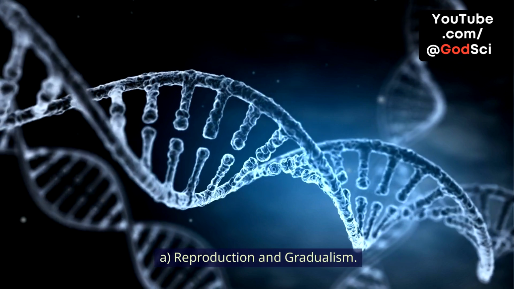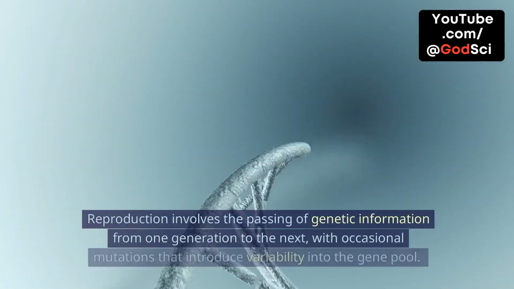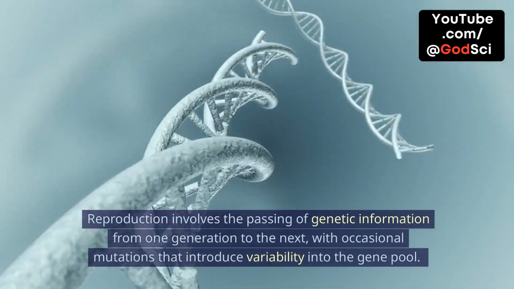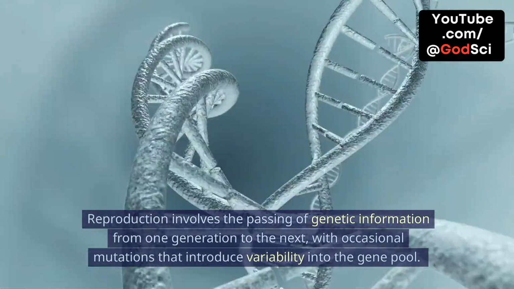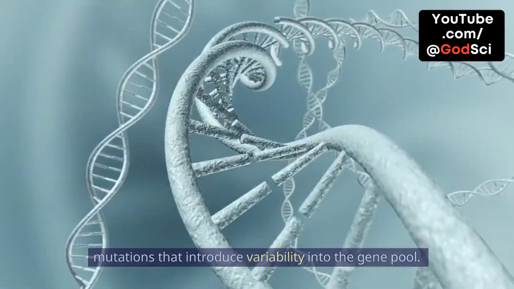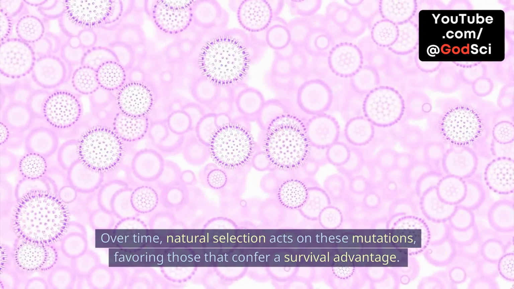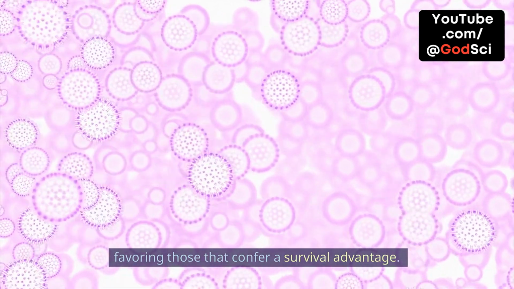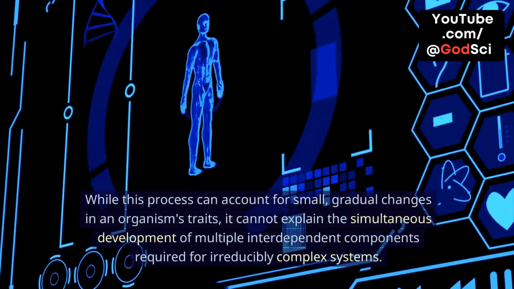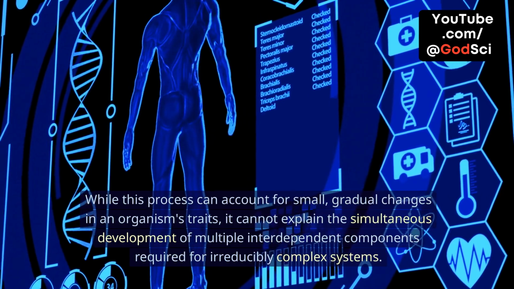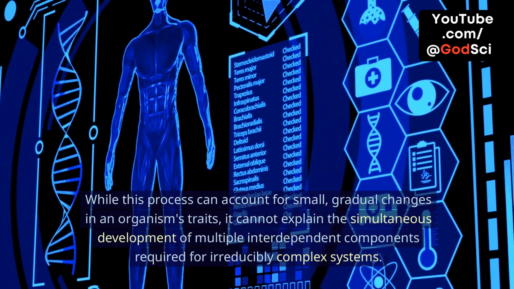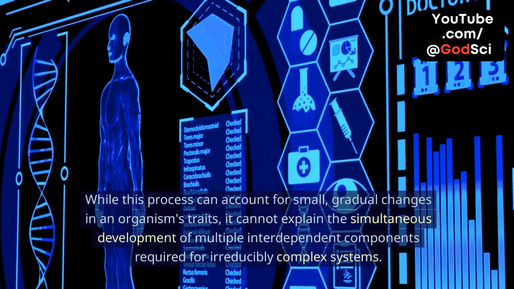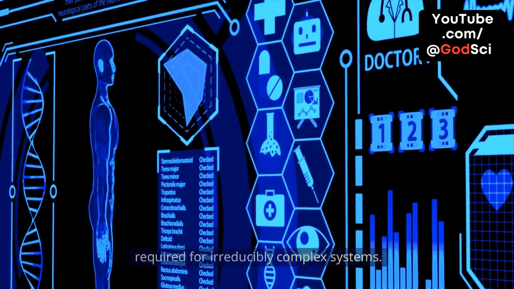A. Reproduction and gradualism. Reproduction involves the passing of genetic information from one generation to the next, with occasional mutations that introduce variability into the gene pool. Over time, natural selection acts on these mutations, favoring those that confer a survival advantage. While this process can account for small, gradual changes in an organism's traits, it cannot explain the simultaneous development of multiple interdependent components required for irreducibly complex systems.